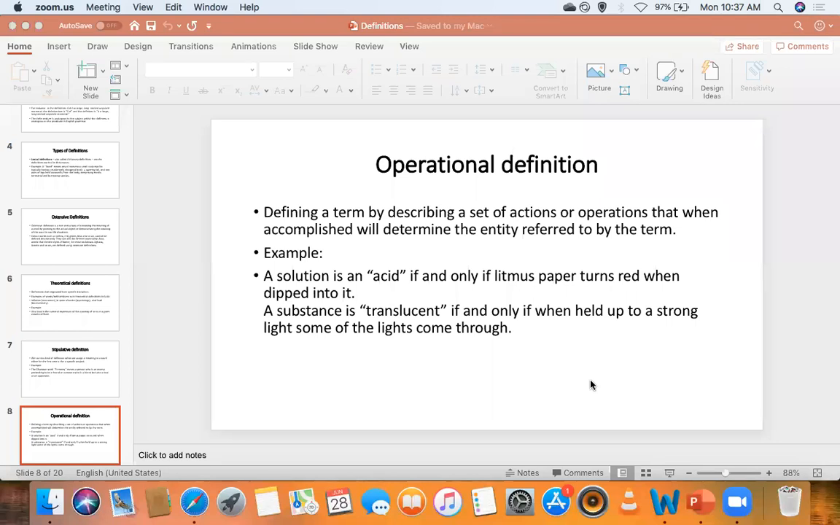A substance is translucent if and only if, when held up to a strong light, some of the light comes through. So these are operational definitions. And so you see them mostly in the sciences, although you could also see them outside the sciences, provided it fits the type of definition in question.